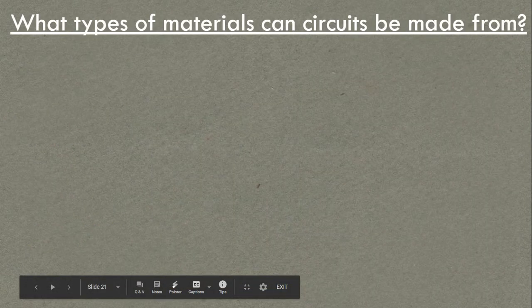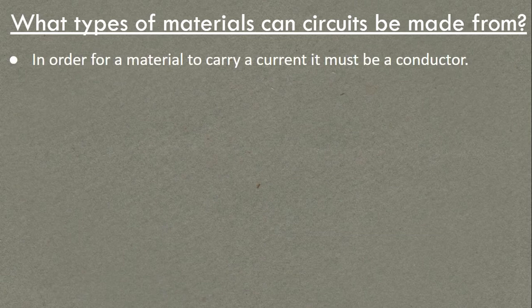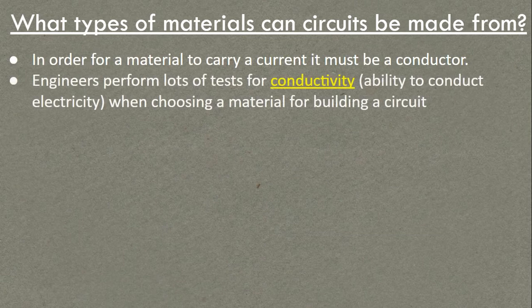All right, so what types of materials can circuits be made from? In order for a material to carry a current, it must be a conductor. Engineers perform lots of tests for conductivity. Conductivity is the ability to conduct electricity. So engineers perform lots of tests for conductivity when they're choosing a material for building a circuit.